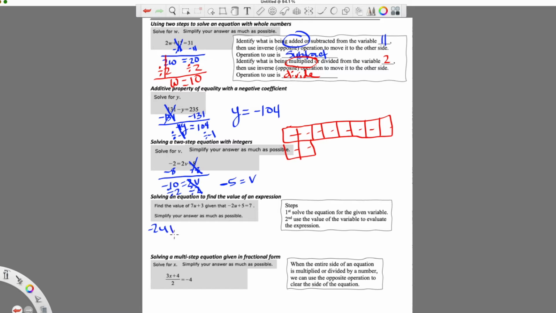So we're going to do the same thing. What's being added or subtracted on the same side as that variable? Well, 5 is being added, so I'm going to subtract. Whoop. -2u. Whoa, what is my pen doing here? Pen, stop it. There we go. It's got a mind of its own right now. All right, 7 minus 5, that gives me 2.